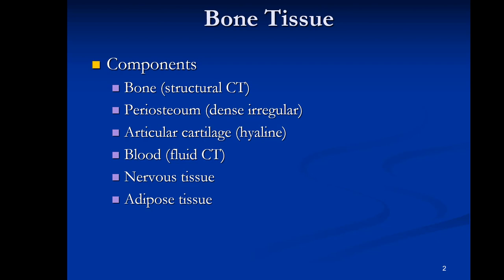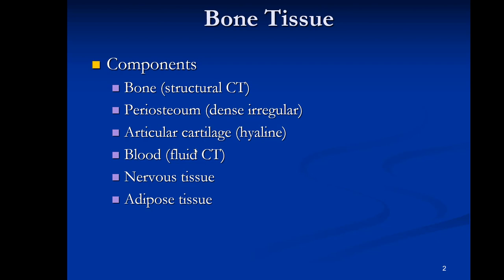Even though it is by itself a connective tissue, it is associated with other tissues. So it consists of bone, which we'll talk more about in this lecture, which is structural connective tissue. There's a surrounding membrane that goes around bone, which is dense irregular tissue called the periosteum that protects the bone. There's articular cartilage, which is hyaline cartilage associated with bones, and you're going to find that articular cartilage where bones meet up with each other at joints, and it helps cushion the bones.